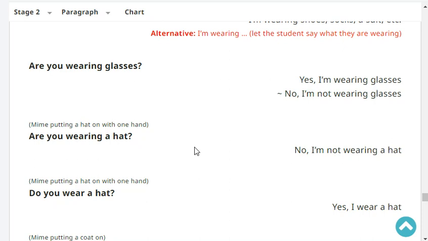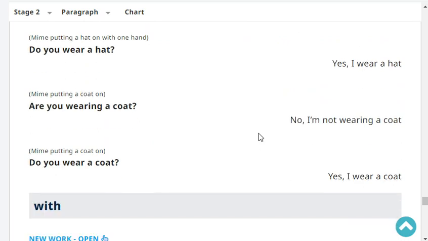No, I'm not wearing a hat. Do you wear a hat? Yes, I wear a hat. Very good. Okay, next.